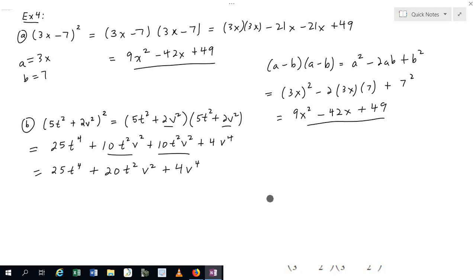Okay? And so that's what you get when you square this binomial. Now again, it is wrong to say that it's simply this squared plus this squared. Okay, this is wrong. And you can see why, because here you would get 25t to the fourth plus 4v to the fourth. And again, you're missing this middle term. Okay, so be careful not to do that.